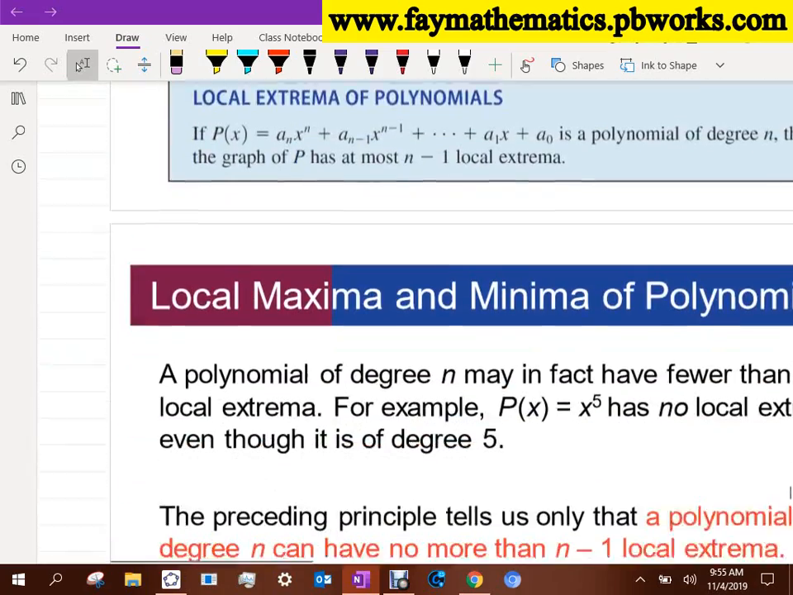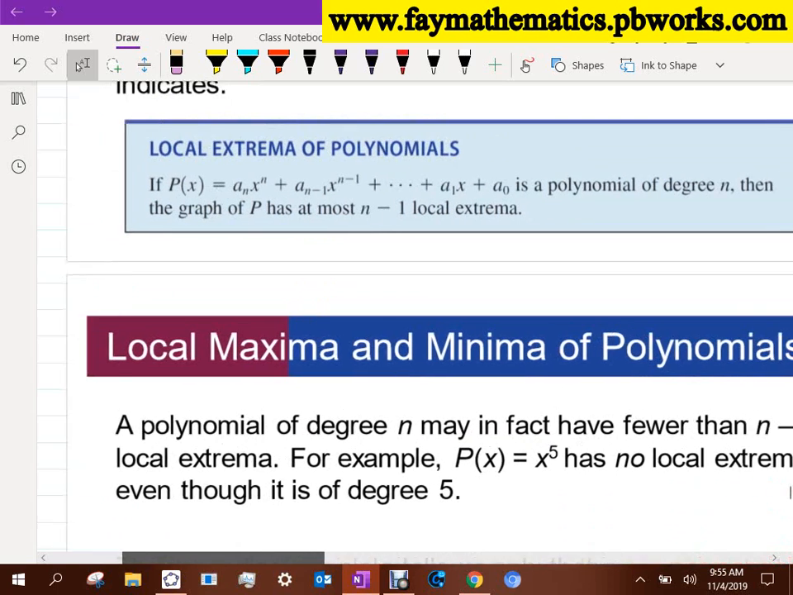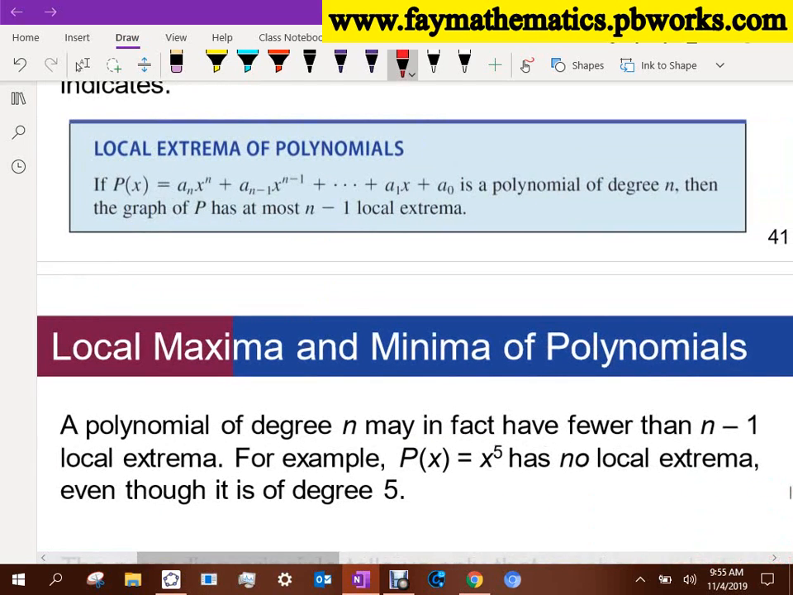So what we have here is a rule that says, you don't need to write this down, if p of x is a polynomial of degree n, then the graph of p has at most n minus 1 local extrema. Which basically, you'll see on websites, sometimes they're called turning points. Okay? You only have n minus 1, at most. You can have n minus 2, n minus 3, but n minus 1 is the most you can have.